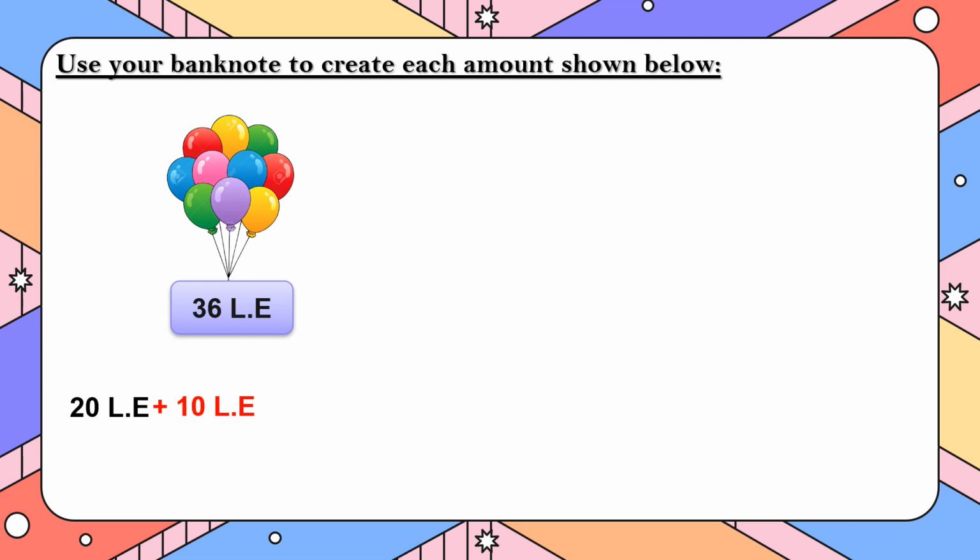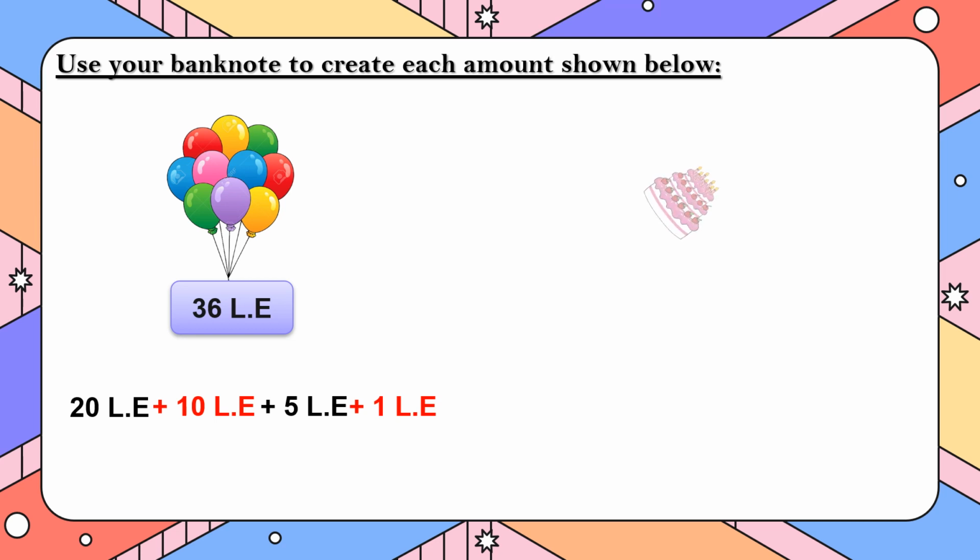6. Do we have any banknote called 6? No, but we have banknote called 5. 30 plus 5 equals 35. Plus what? Yes, we have banknote called 1. So it's plus 1. Let's add 20 plus 10 equals 30. 30 plus 5 equals 35. 35 plus 1 equals 36. So now we have the total value and we have the decomposed numbers.